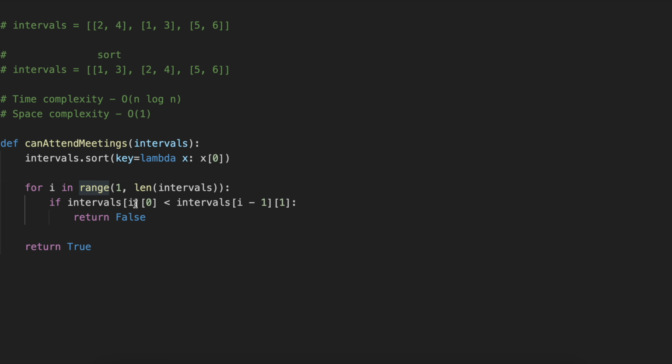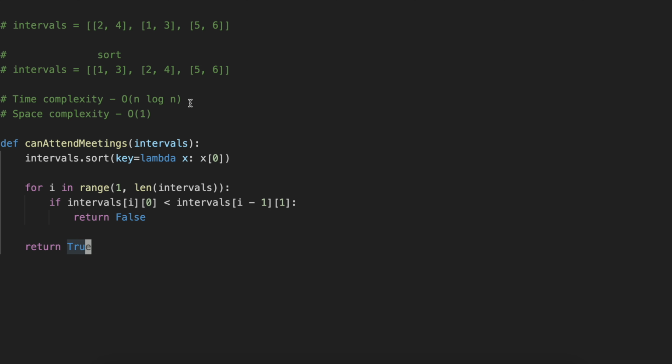So we are checking that if the 2, in this case, is less than our previous interval's end time, then in that case we are returning false. Otherwise we are returning true.